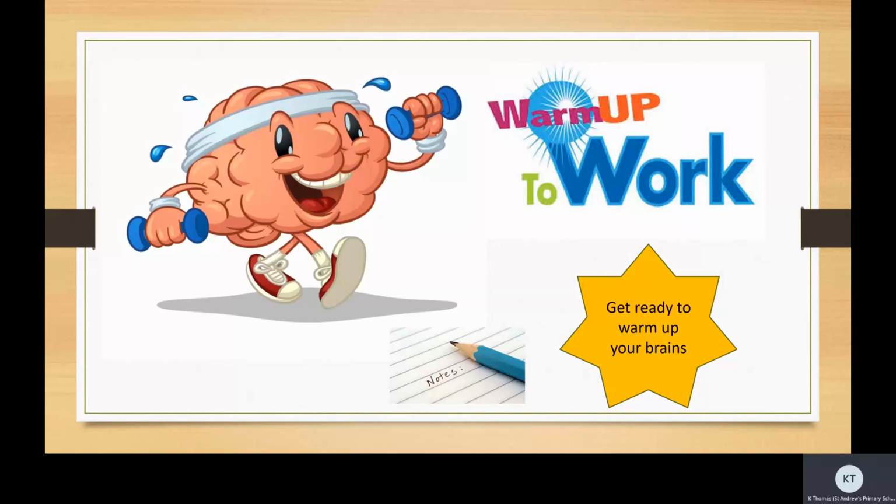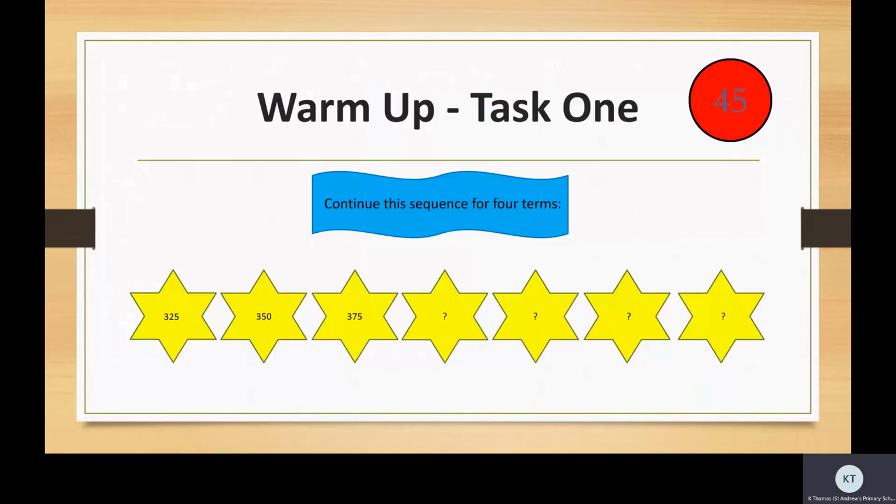Before we can start any work, we need to warm up our brains. So you may want to get a piece of paper and either a pen or pencil just to jot down your answers so you can check later on in this session. Okay, let's start with our first warm-up task. You have 45 seconds to continue this sequence by filling in the next 4 terms. Bant a chi, off you go.